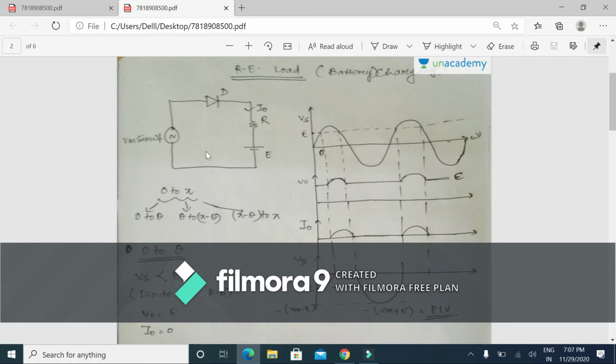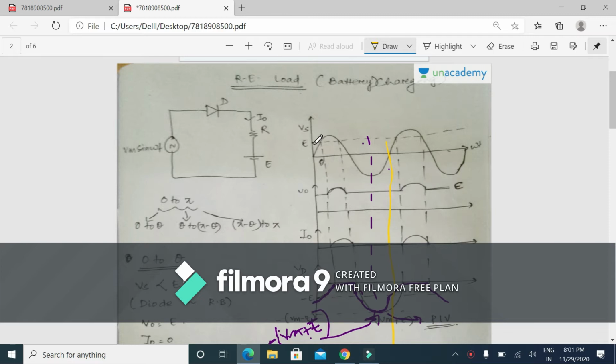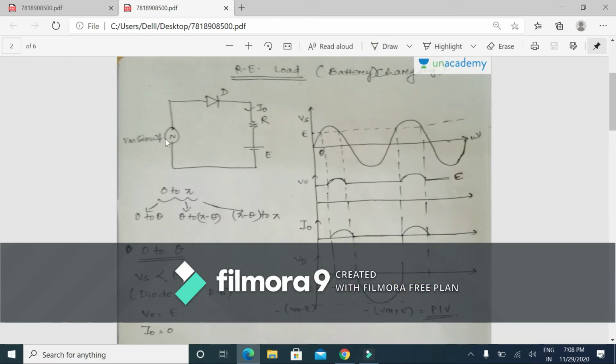This is a simple circuit diagram of a single phase half wave uncontrolled rectifier for RE load, where we have EMF at the load side. These are the waveforms for source voltage, load voltage, output current, and the voltage across the diode. Here, the EMF source is represented by a continuous DC source shown by this dotted line, and this source voltage Vs is a sinusoidal voltage, and its wave shape is like this, having positive and negative cycles.